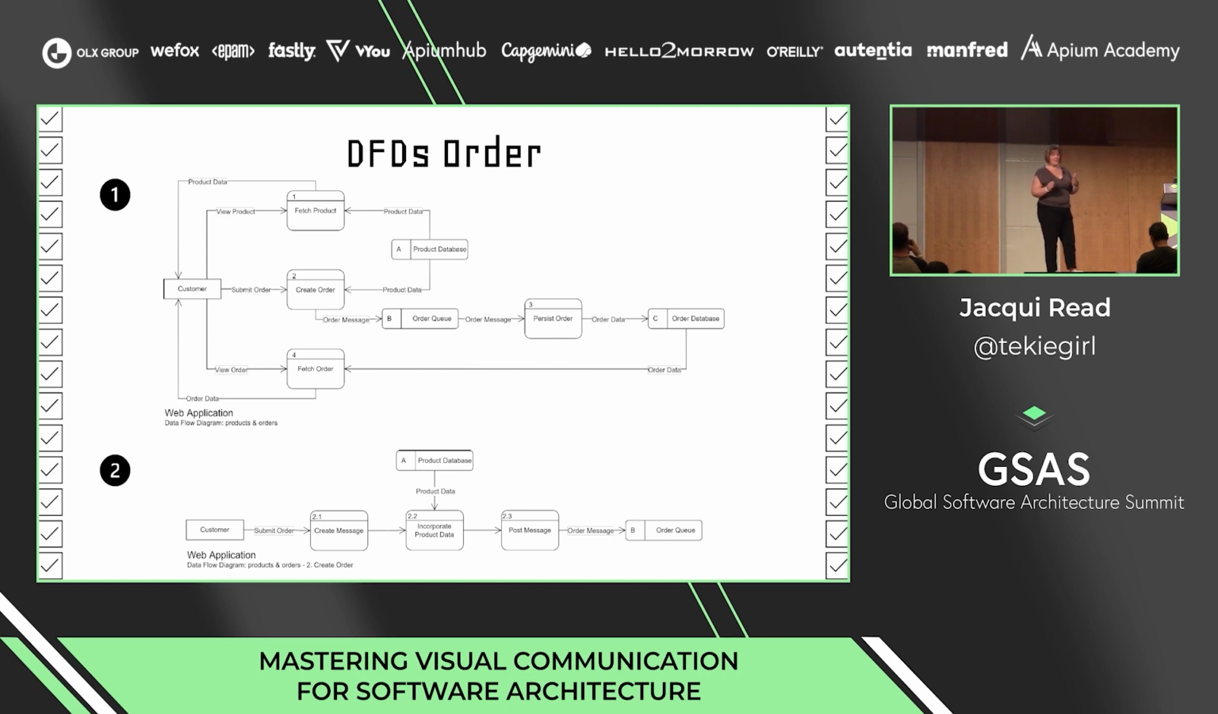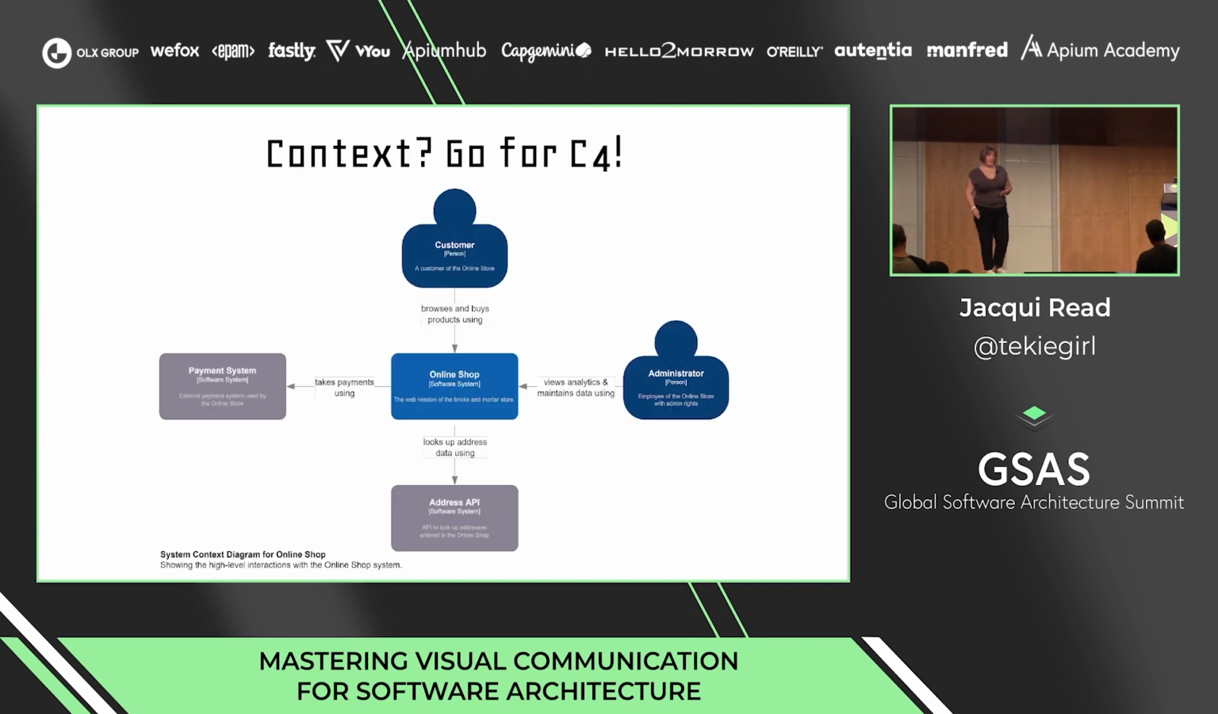It's fairly obvious. So we start with the top and then we go down. But what about other types of diagram? And are we really going to start with your data flow diagrams? Even if you're actually talking about the data, it's not a good place to start. Let's go for the big picture, go for context. C4, really good way to do this.